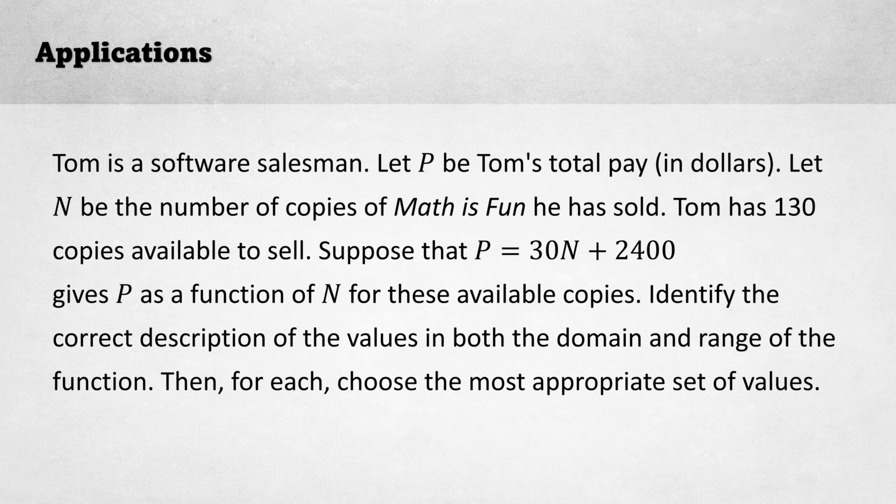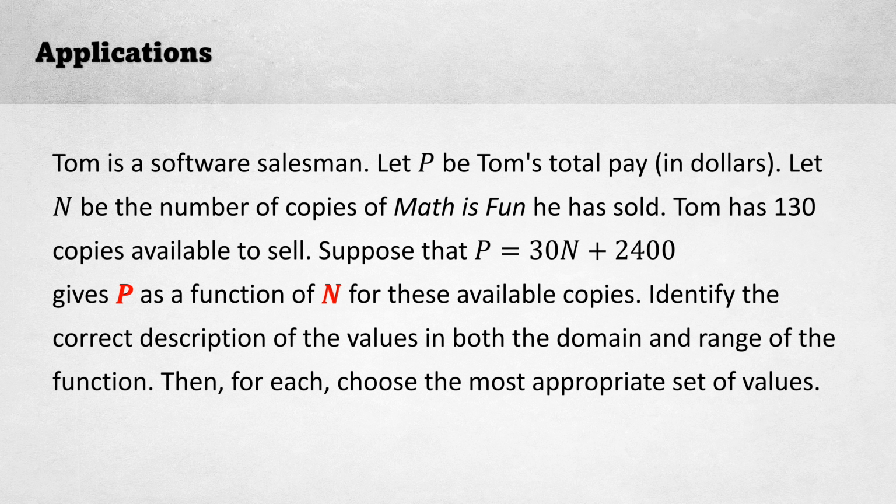Here is an application. Tom is a software salesman. Let P be Tom's total pay in dollars, and N be the number of copies of Math is Fun he has sold. Tom has 130 copies available to sell. Suppose that P equals 30N plus 240 gives P as a function of N for these available copies. Identify the correct description of the values in both the domain and range of the function, then for each choose the most appropriate set of values.